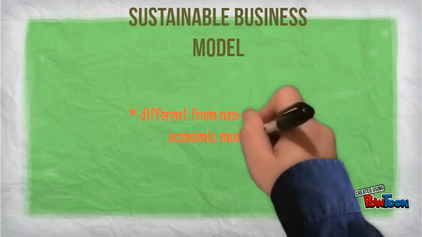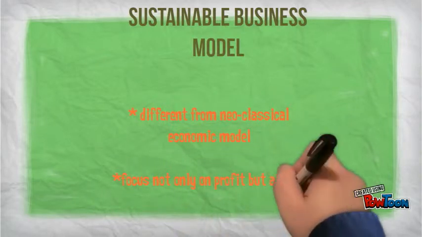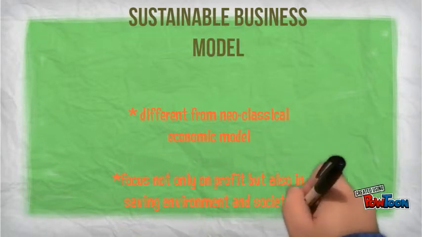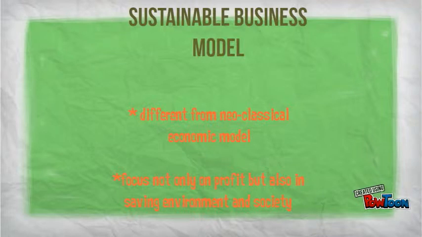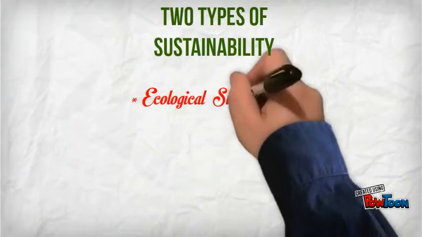He learned further about the sustainable business models and found that it is different from the neoclassical economic model, which focuses only on maximizing profits. The sustainability model focuses on profits as well as saving environment and society. This is referred to as ecological modernization. He found that there are 2 types of sustainability.